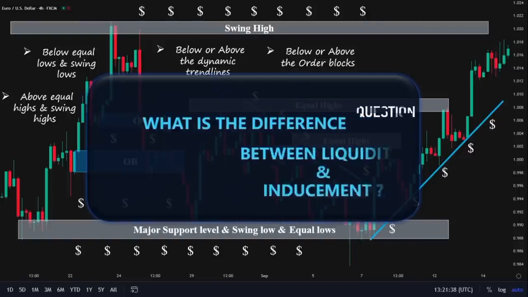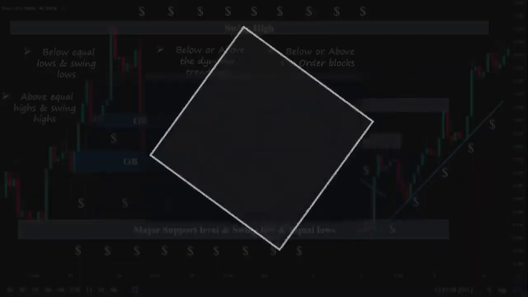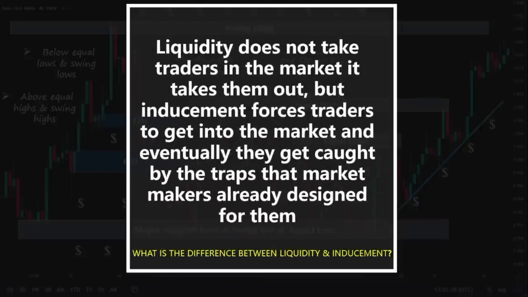So, what is the difference between liquidity and inducement? Liquidity doesn't take traders into the market, it takes them out of the market, but inducement forces traders to get into the market and eventually get caught by the traps that market makers already designed for them.